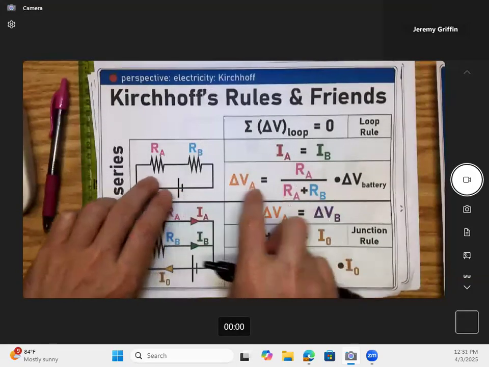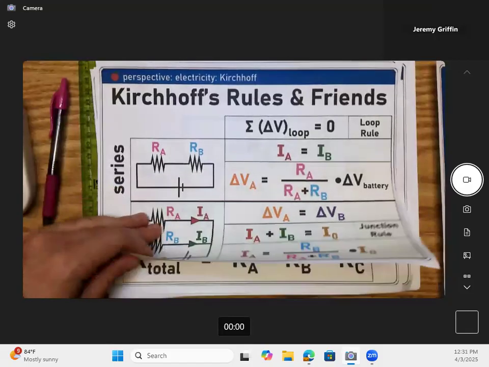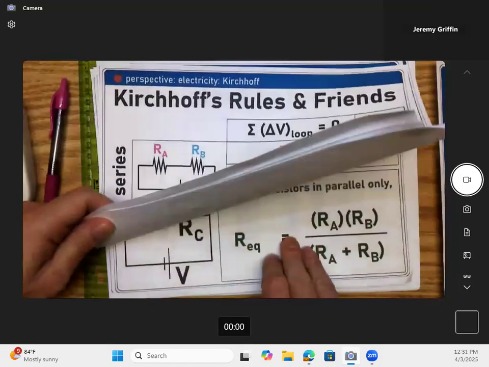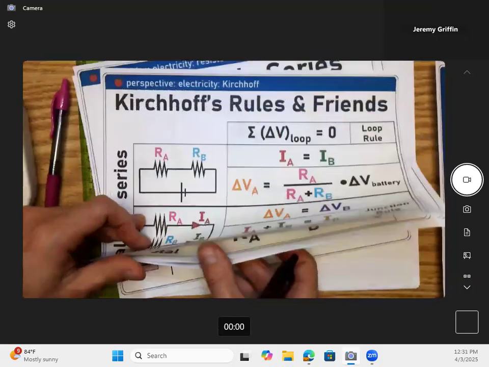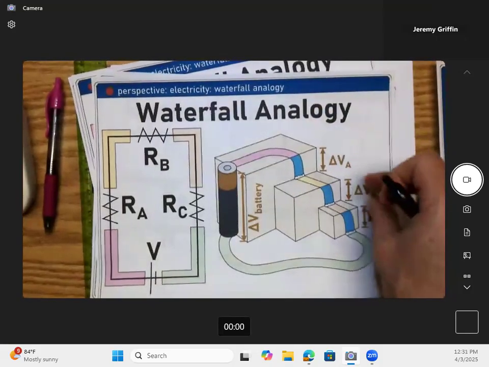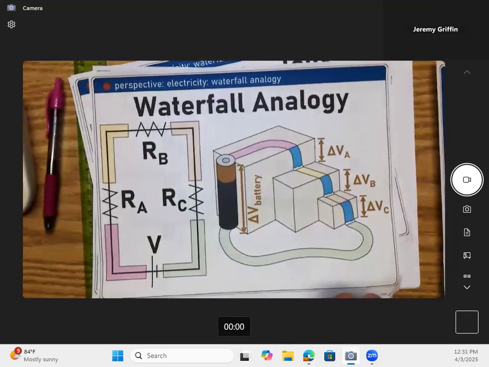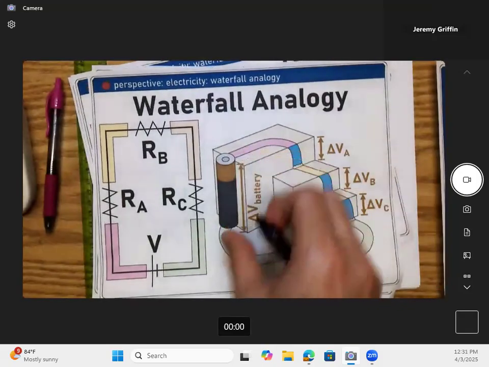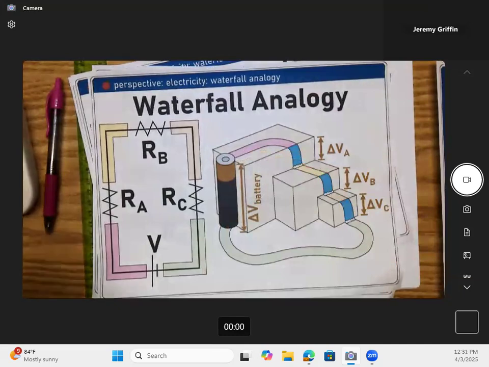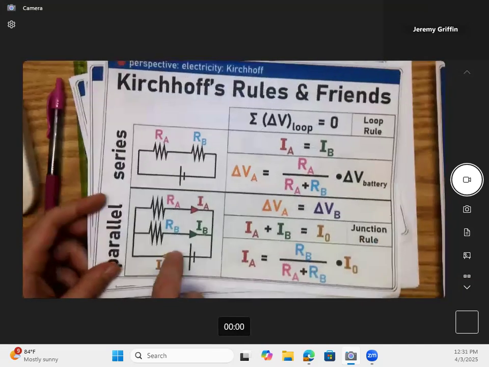So the voltage just drops proportional to each resistor. That's kind of like saying on my waterfall model, whoops, skipped over the thing. Here it is. Okay. The heights of these waterfalls could be different from each other, right? But they have to, of course, add up to the original battery. That's the loop rule again. Okay? I bet you guys are going to see some Kahoot questions on parallel also.